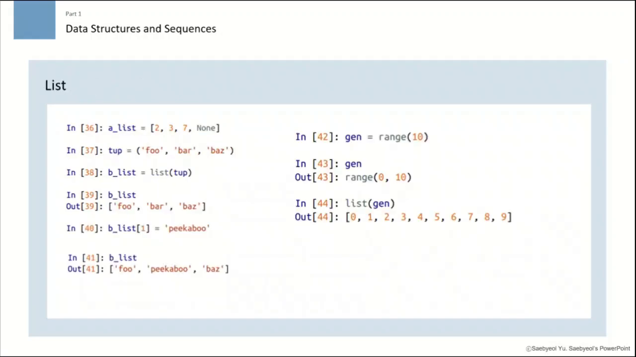In contrast with tuples, lists are variable length and their contents can be modified in place. You can define them using square brackets or using the list type function. Lists and tuples are semantically similar, though tuples cannot be modified, and can be used interchangeably in many functions. The list function is frequently used in data processing as a way to materialize an iterator or generator expression.